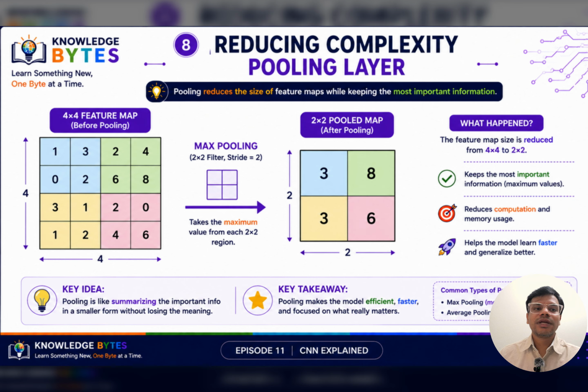Now look at this one. So how does this help the CNN? It reduces memory usage. It reduces computations and focuses on the important features, ignoring unnecessary details. In simple words, pooling keeps important information and removes noise. This makes the CNN faster and more efficient.